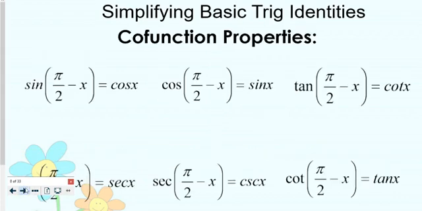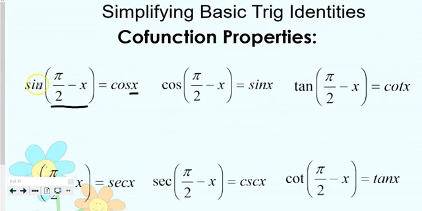Okay, now let's talk about cofunction properties. Now these look a little bit intimidating, but they're not really saying anything scary. The sine of pi over 2 minus x is equal to the cosine of x. And the cosine of pi over 2 minus x is equal to the sine of x. And really what this is saying is just that our x and pi over 2 minus x are two angles that are complementary. They add up to 90 degrees. And so the cosine of one is equal to the sine of the other.